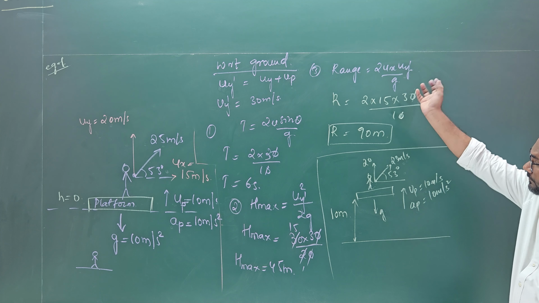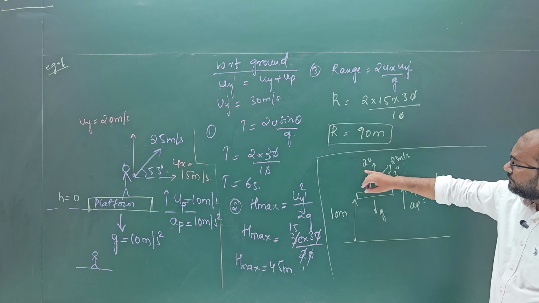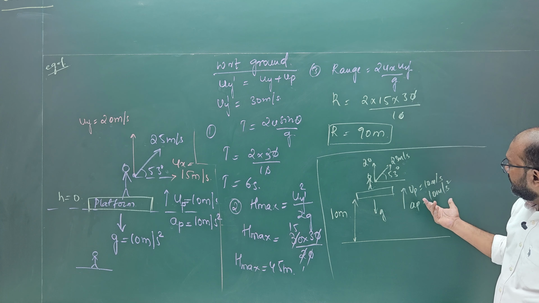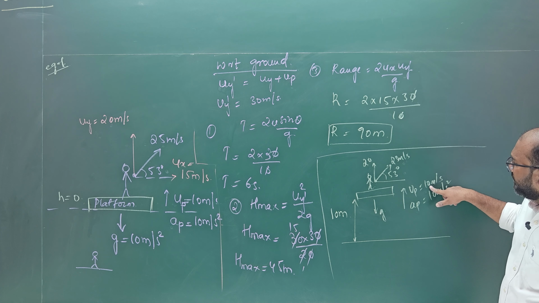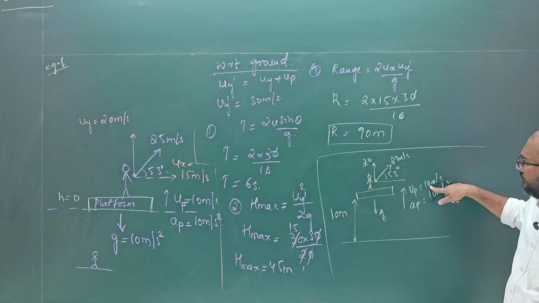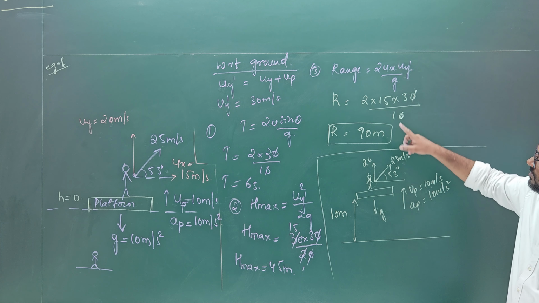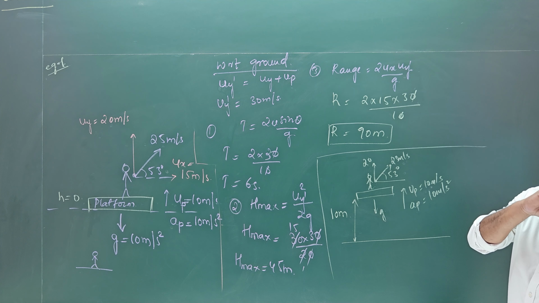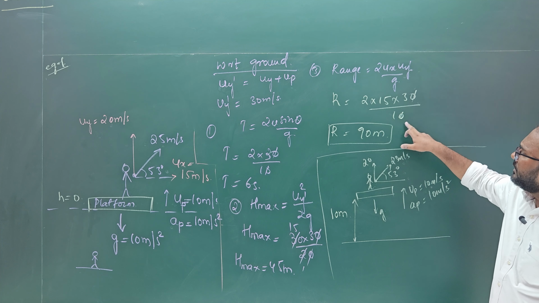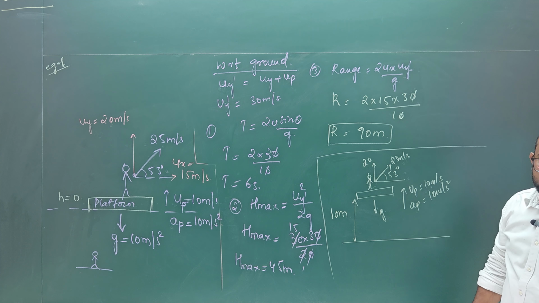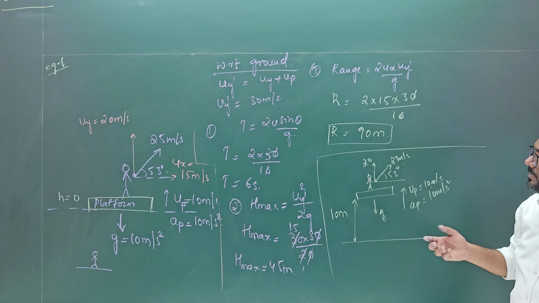ध्यान से देखो. This velocity is 20. This velocity is what? कितना ऊपर? हाँ, 10. So velocity of the ball is 20 in the y direction and the velocity of platform is 10. Range क्या अभी भी उतना ही आएगा. देख लो, ये 15 रहेगा. So 2 into 15 into 30 divided by 10, अभी भी उतना ही आएगा range. Are yes or no?